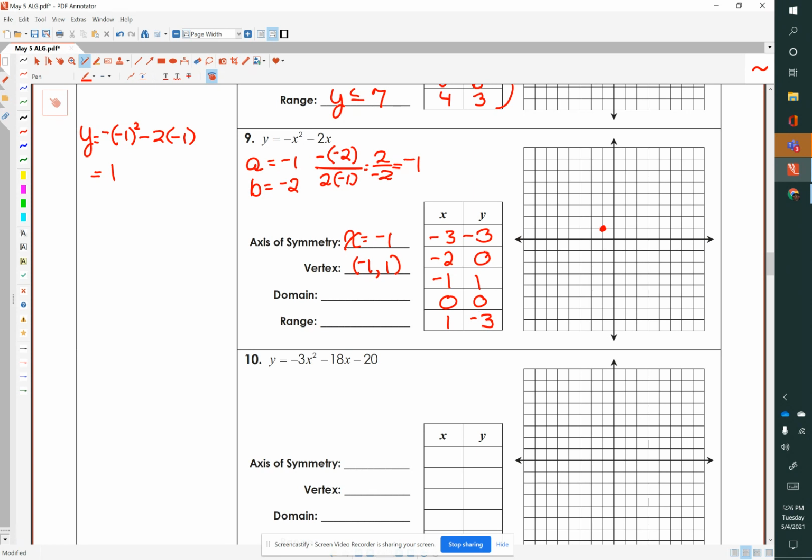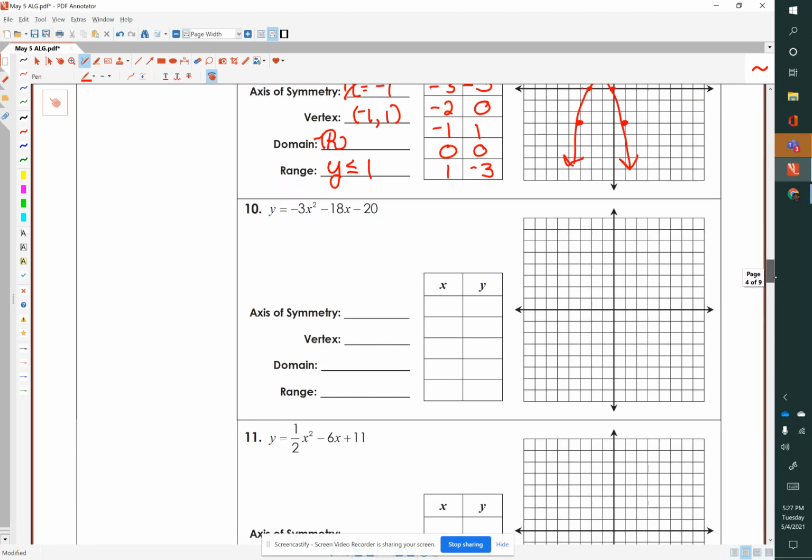So let's go ahead and plot negative 3, 3. Negative 2, 0. We have already plotted our negative 1, 1. Then we have our 0, 0, and our 1, negative 3. And here's our quadratic. And our domain is all real numbers. And as we suspected, the range is all the values of y such that y is less than or equal to 1.